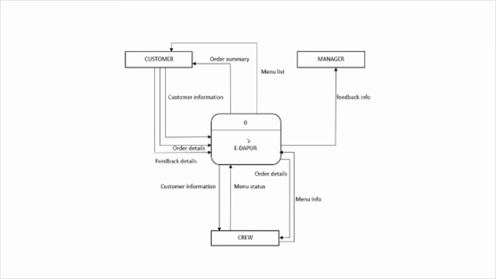All the information given by the customer will be stored in the database, and crews are able to view them. eDapur will also send information like table number, so the crew can send the food they order to the tables assigned. The crew also have the access to edit the menus according to their availability. They can also edit any necessary info from the menu.